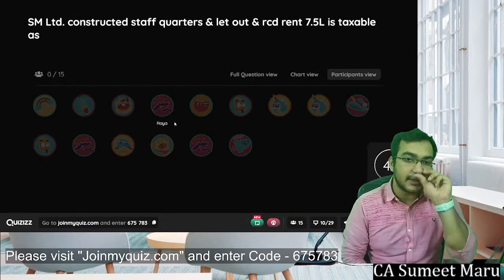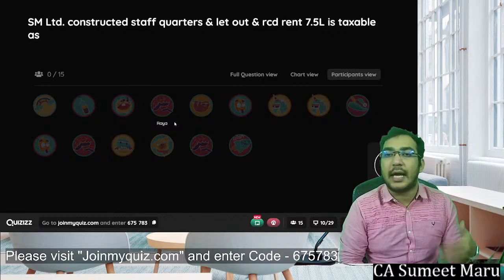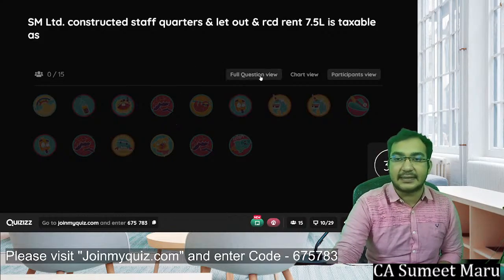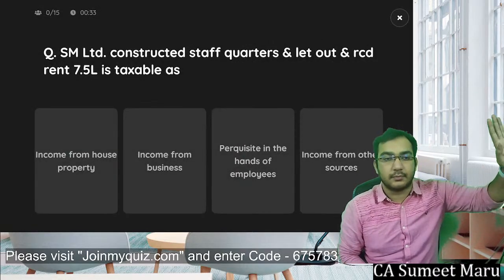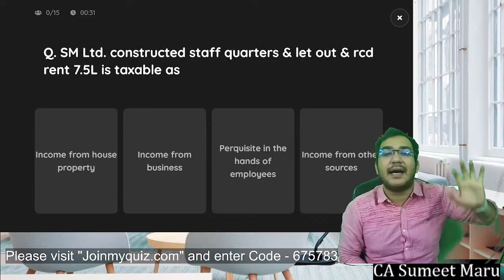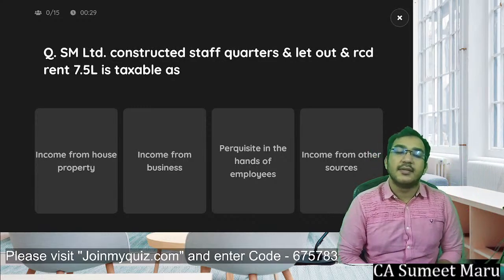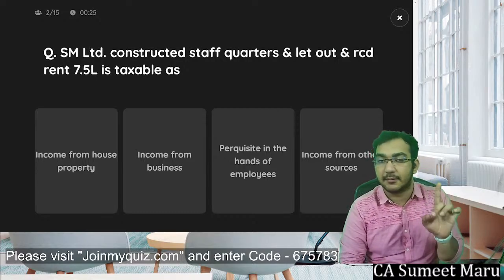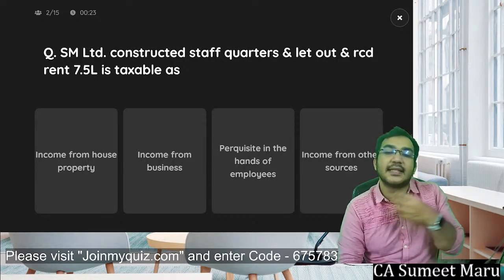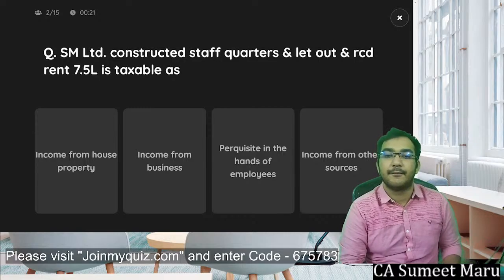SM Limited constructed staff quarters and let out and received rent of 7.5 lakh. It is taxable as? So I have constructed a staff quarter and let it out and received 7.5 lakh as income. This will be taxed under which head? Staff quarters means I have built a house for the people of my business.